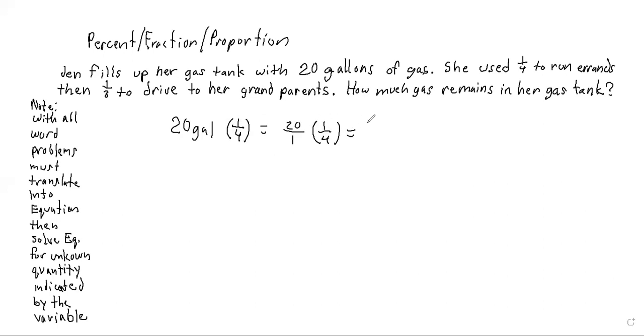So we just simply multiply across. We have 20 times 1 is 20, and 1 times 4 is 4. Now we can simplify because 4 divides into 20 evenly. So 20 divided by 4 just gives us 5. 5 gallons. So that's how much gas she used for errands. She used 5 gallons.